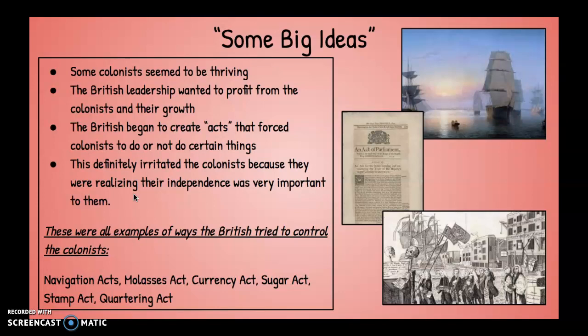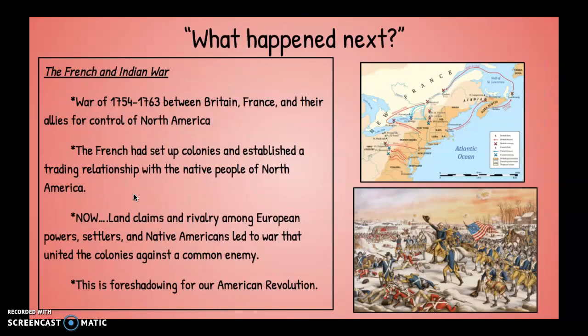Okay? On this next slide, it shares, okay, so not only are colonists kind of irritated with British right now, in some of our research, you may have found info about the French and Indian War. A few bullet points here. It says the War of 1754 to 1763 between Britain, France, and their allies for control of North America. The French had set up colonies and established a trading relationship with the native people of North America.